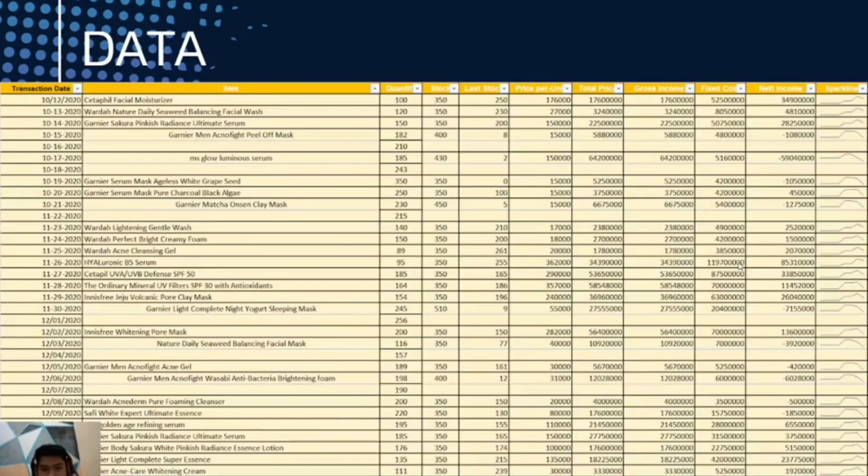Okay, the next. This is table data. In this table, we have transaction date, item, quantity, stock, last stock, price per unit, total price, gross income, fixed cost, net income, and spark line. This table describes the advantage obtained from a shop that sells skincare.